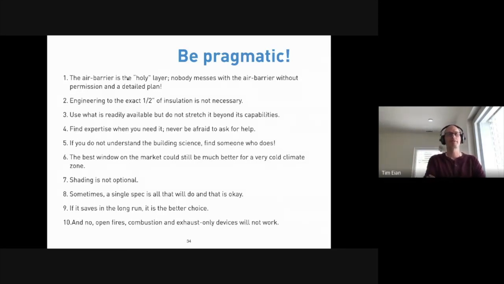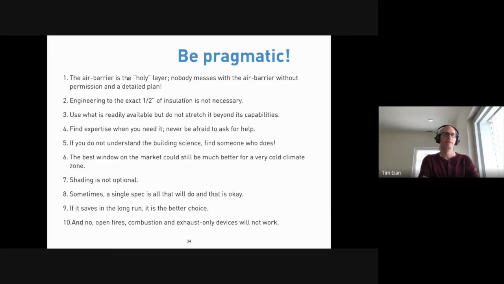Another point that some of my institutional clients struggle with a little bit: sometimes a single spec is all that will do, and that's okay. I say that also as an architect with liability. I want to understand the components that are used and not have somebody willy-nilly at the last minute exchange them for something else. Building science is a finicky thing, and so we want to make sure it works.